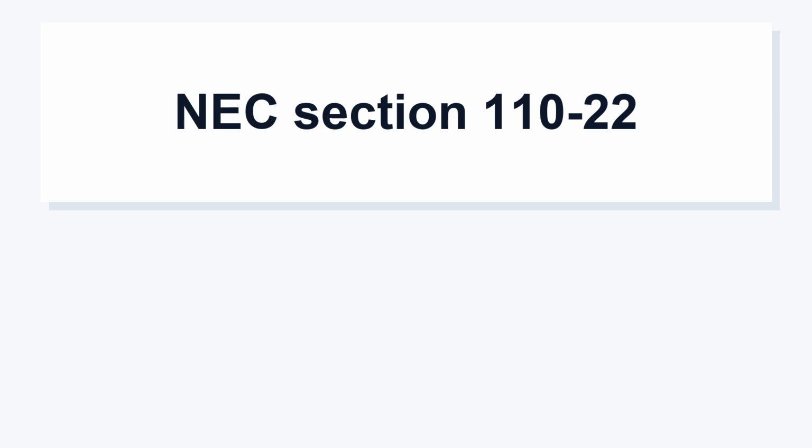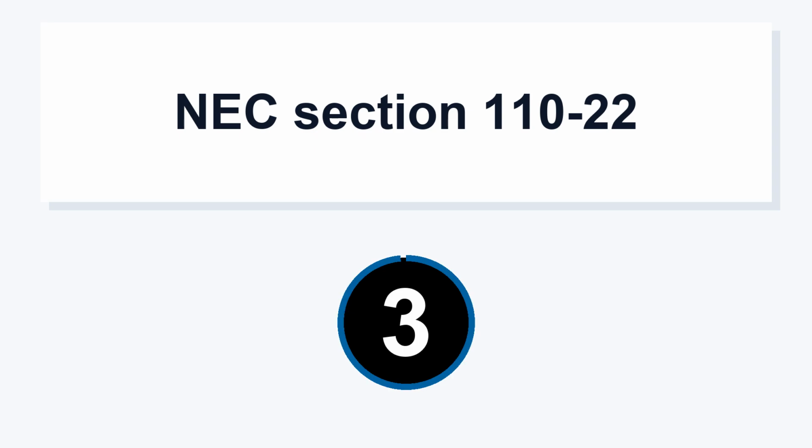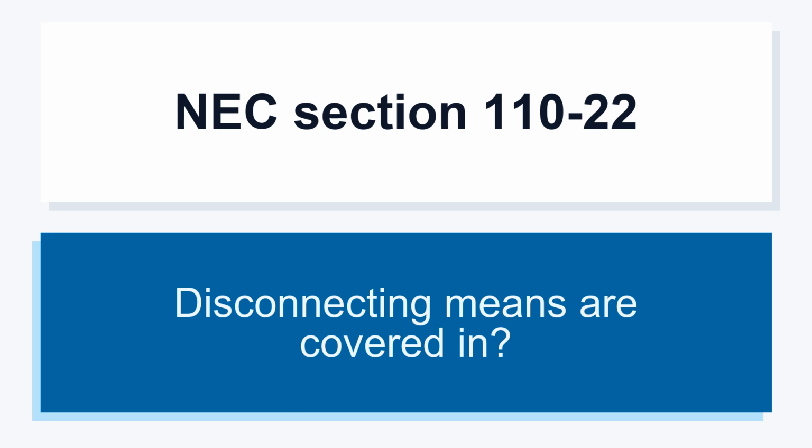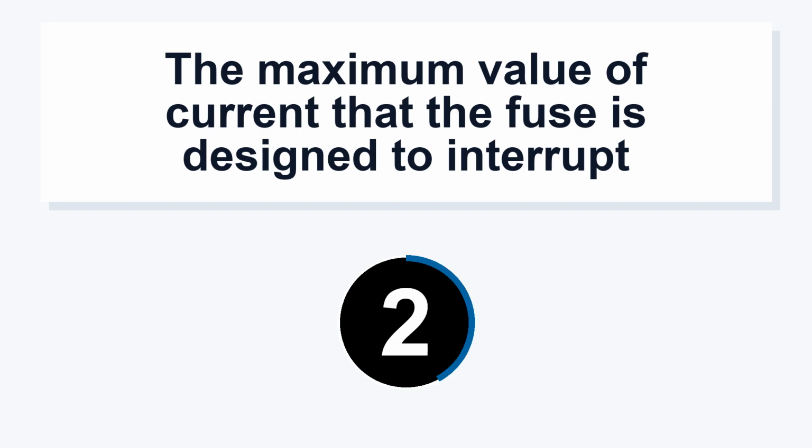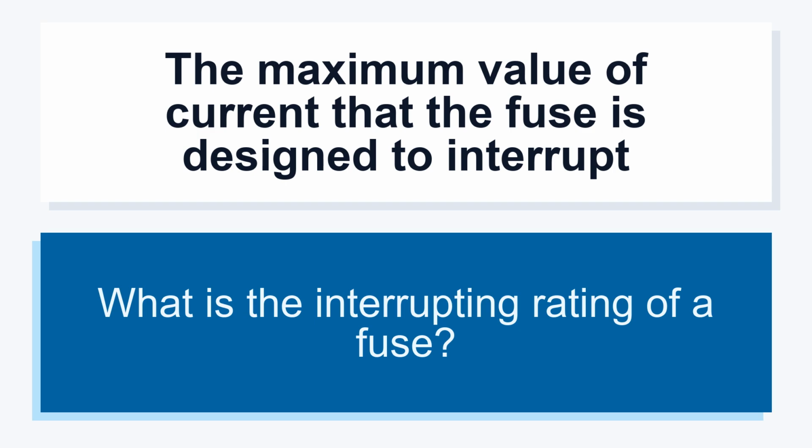NEC section 110.22. Disconnecting means are covered in? The maximum value of current that the fuse is designed to interrupt. What is the interrupting rating of a fuse?